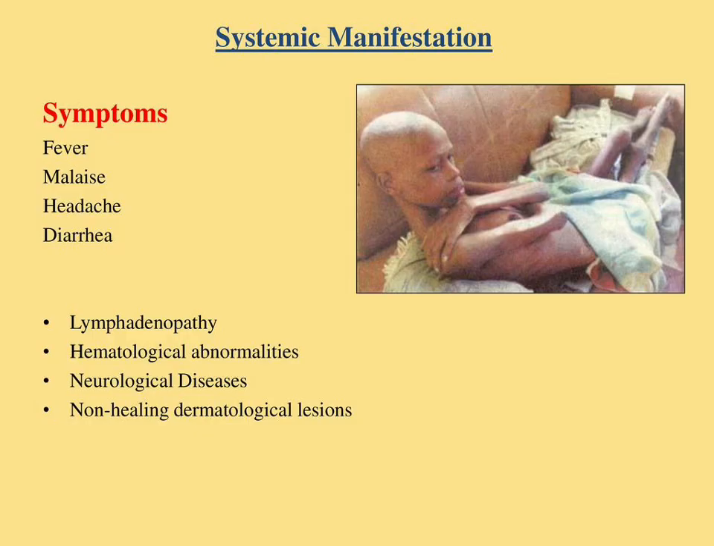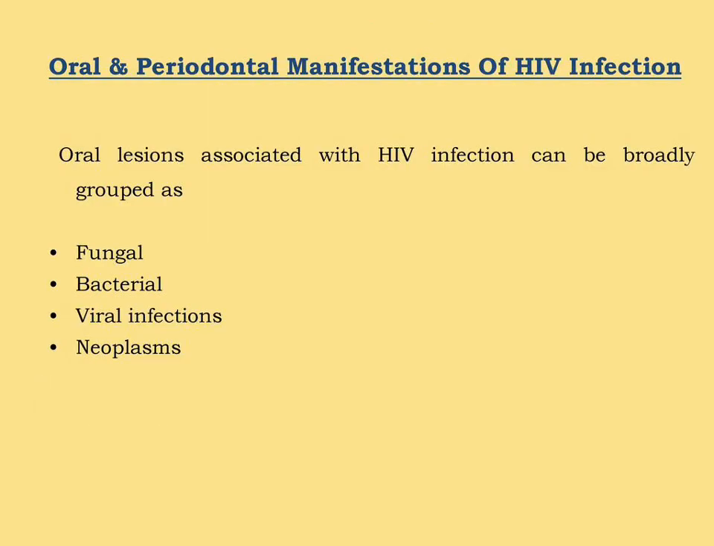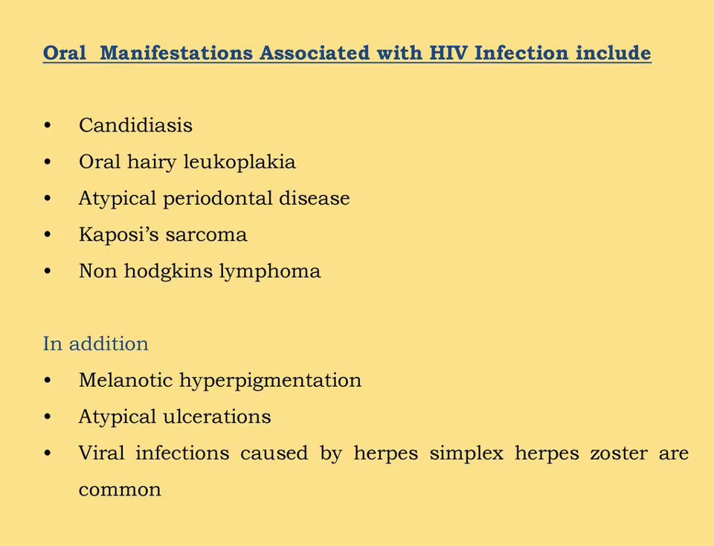Systemic manifestation symptoms include fever, malaise, headache, diarrhea, lymphadenopathy, hematological abnormalities, neurological disease, and non-healing dermatological lesions. Oral and periodontal manifestations of HIV infection. Oral lesions associated with HIV infection can be broadly grouped as fungal, bacterial, viral, and neoplasm.